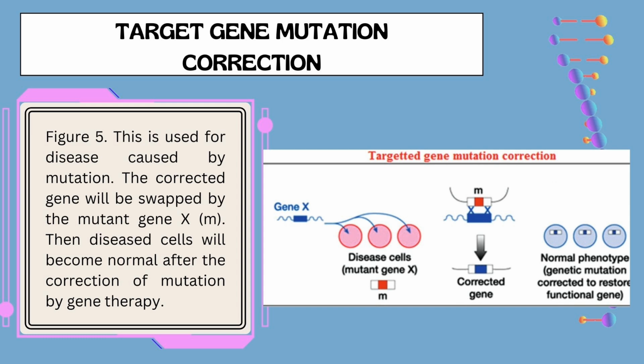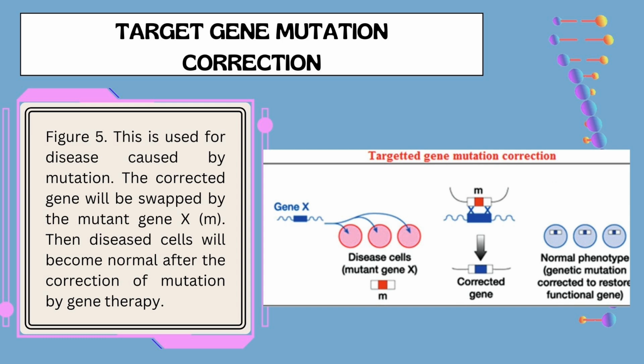The normal gene interacts with the diseased cell's mutant gene X. The diagram illustrates a process resembling homologous recombination. The normal gene replaces the defective M gene within the chromosomes. Then, after the replacement, the cell now contains the corrected gene. The formerly diseased cells now exhibit a normal phenotype because the functional gene is restored.